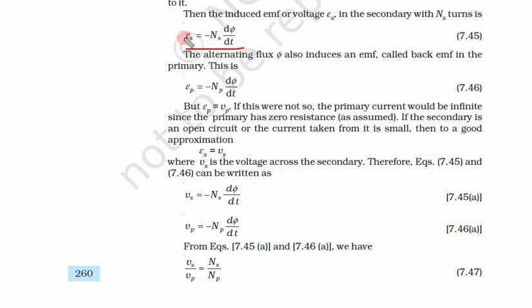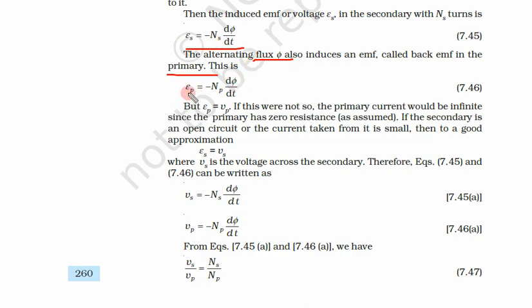We have got this equation: EMF in the secondary coil is minus Ns dφ/dt. So the alternating flux φ also induces an EMF, called back EMF, in the primary coil. We also know there is a back EMF in the same coil itself, because the coil works like mass and it opposes the change in current.